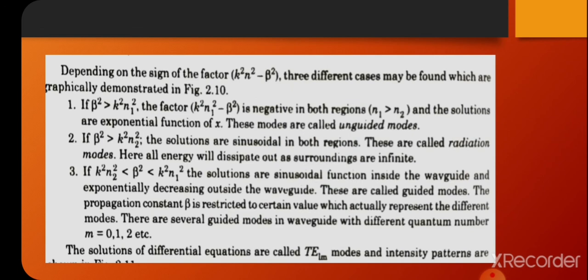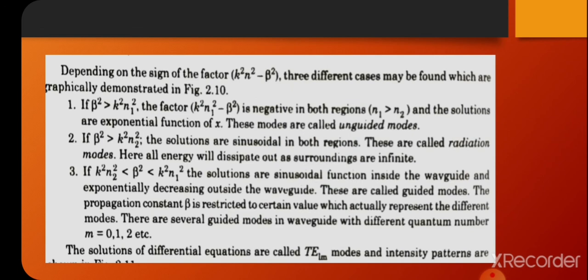So the two conditions we have studied: first, k²n1² − β² is negative, so the solutions will be exponential functions of x, and the modes propagating through the core will be unguided modes. The second condition is that k²n2² − β² is negative, and its solution will be sinusoidal, also represented by a decaying exponential function, and those modes are called radiation modes. Usually they appear in the cladding region, and all the energy will be dissipated, and the energy loss will be infinite in that case.